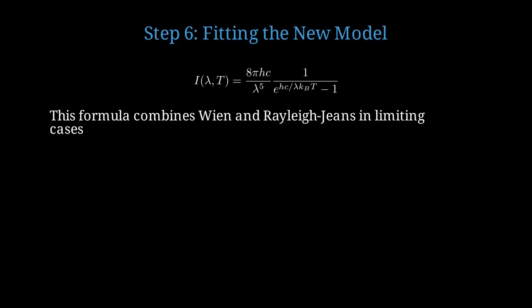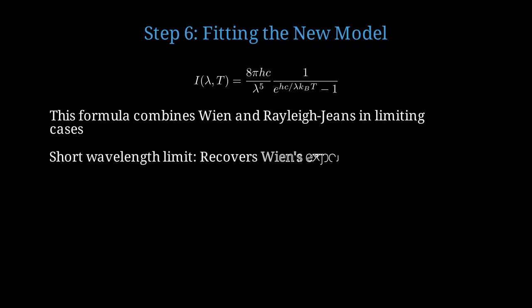Step 6 is to fit the new model across all temperatures. Planck derived a new formula using his quantum hypothesis. The Planck distribution is intensity equals 8 pi hc over lambda to the fifth times 1 over e to the hc over lambda kBT minus 1. This formula is remarkable because it combines both Wien's law and the Rayleigh-Jeans law as limiting cases.